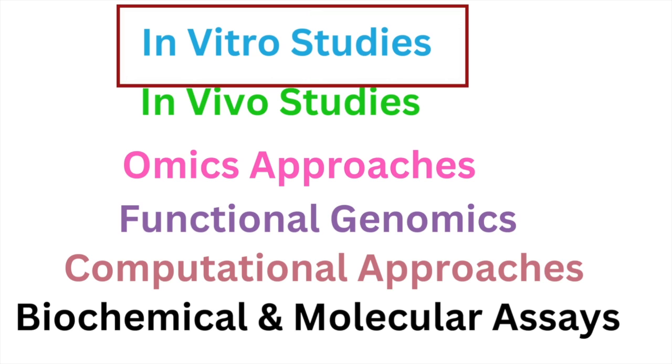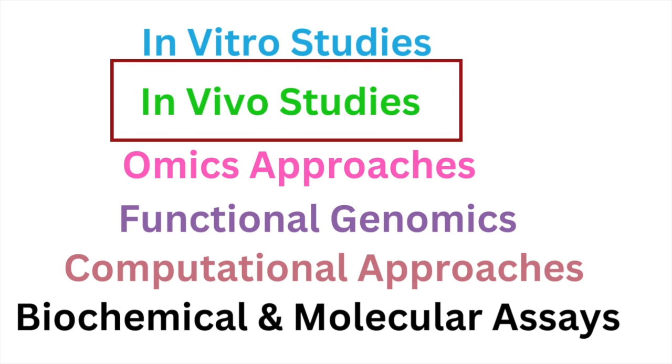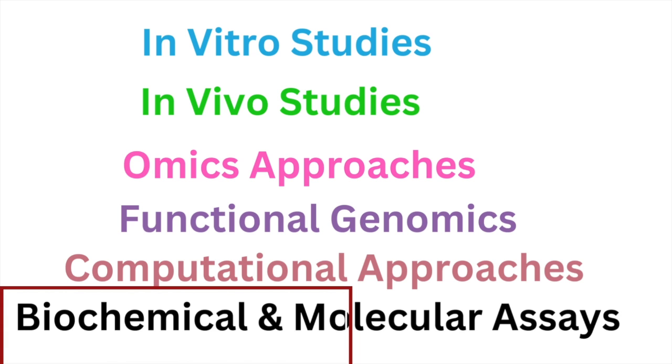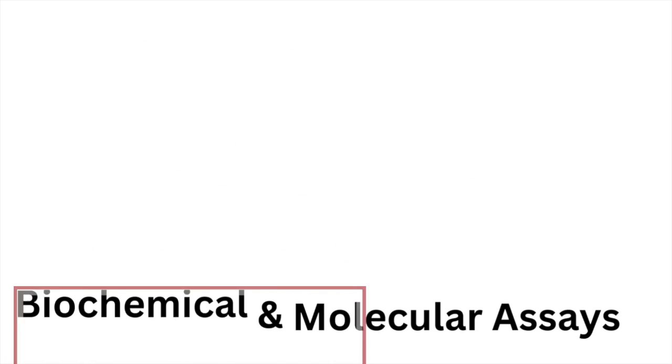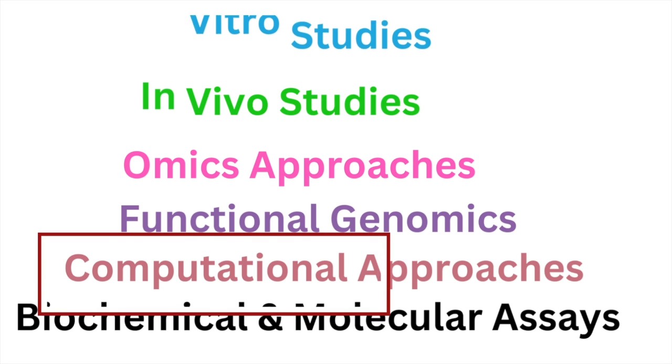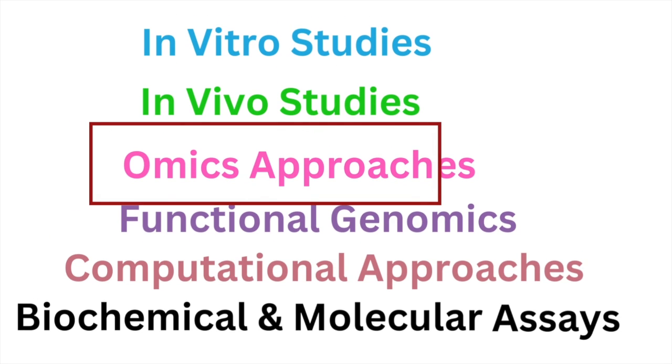There are experiments that can be performed outside of living systems, whole systems, that are called in vitro studies. Then there are those that are done in animal systems. These are called in vivo studies. There are also functional genomics that can be performed. Then there are biochemical and molecular assays. We also have computational approaches that can be used to study the impact of a gene mutation, as well as omics approaches. So this is where we are looking at things like proteomics, but it can also include metabolomics and transcriptomics. So let's look at each of these in detail.